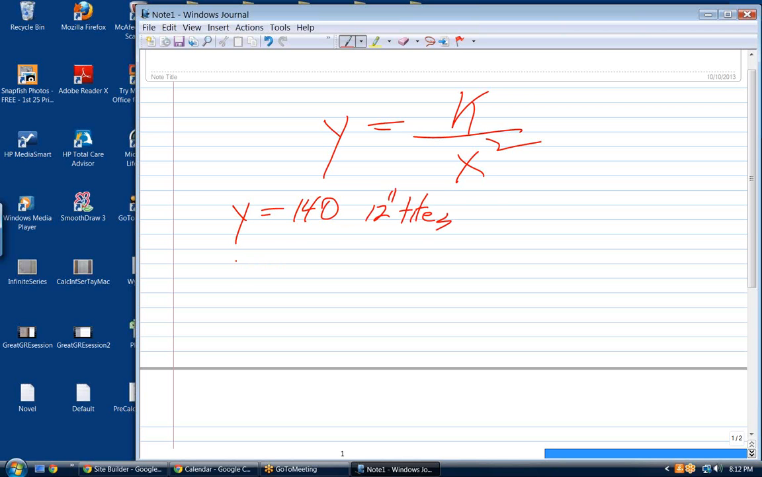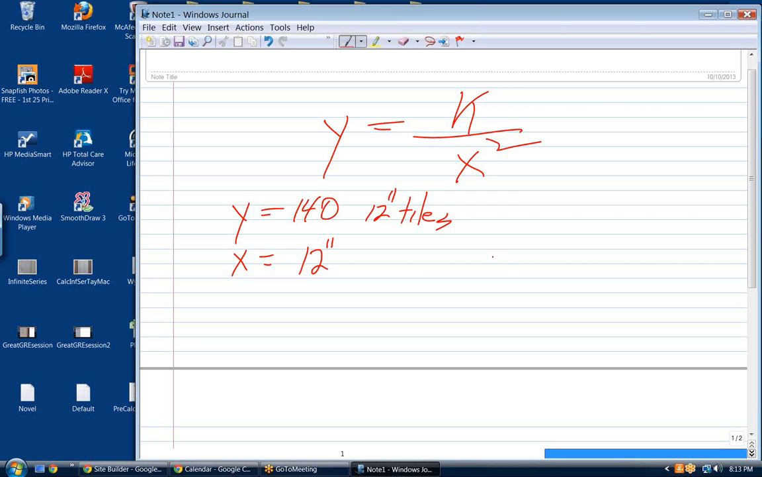So x is what when y is 140? Meant to say tile. x is 12. Right. 12 inches. Did the original premise say anything about feet or inches or anything? No, or yeah, inches, sorry. It is in inches. Okay.